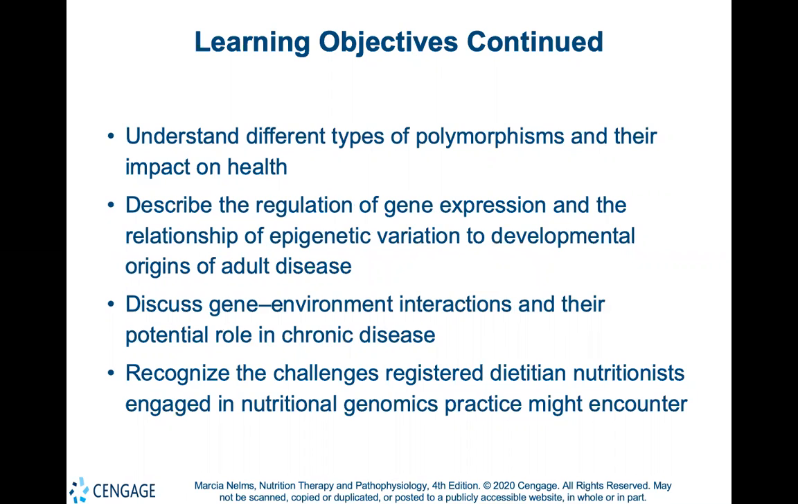Describe the regulation of gene expression and the relationship of epigenetic variation to developmental origins of adult disease. Discuss gene-environment interactions and their potential role in chronic disease. Recognize the challenges registered dietitian nutritionists engaged in nutritional genomics practice might encounter.